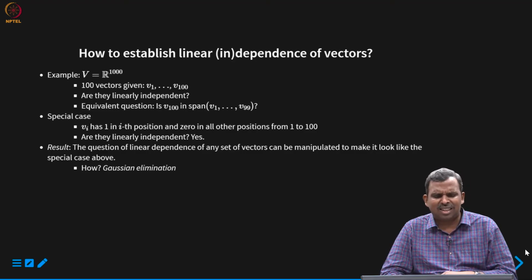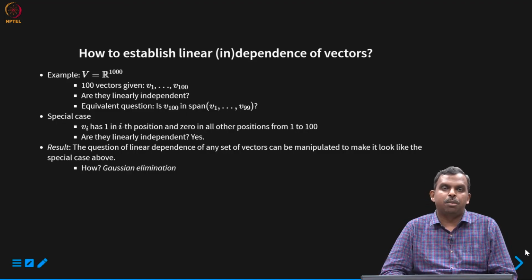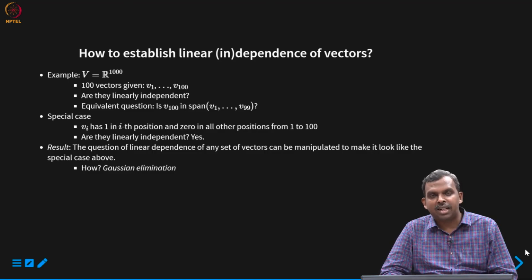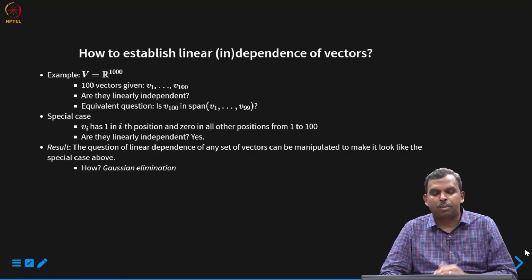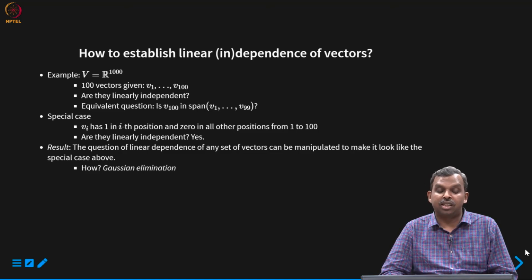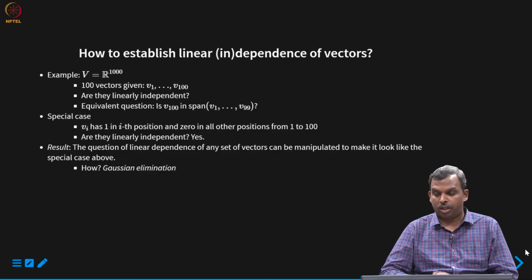Okay, so we will see this later on in some other context. I'll give you some simple introduction to Gaussian elimination in another lecture. Okay, so it's possible to establish linear dependence and independence in a systematic, methodical manner. As of now, I'm leaving that as a puzzle to you. You can think about it, and then when we look at Gaussian elimination, you will see how the special case that I'm talking about here is all that is important.